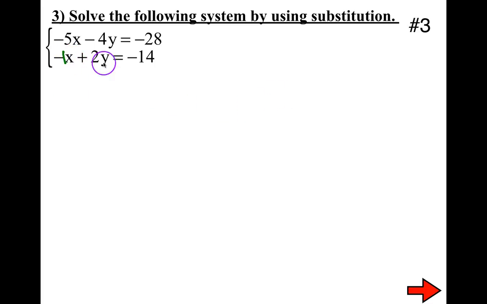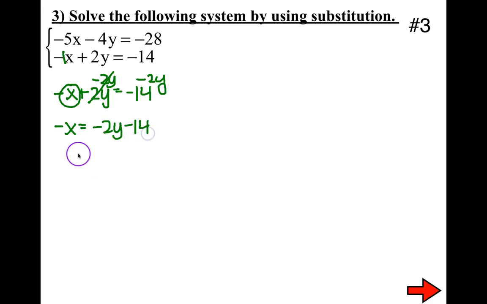Let's isolate x in the second equation. So first I'm just going to write it, negative x plus 2y equals negative 14. Here, if I want to isolate my x, I'm going to have to get rid of this plus 2y by subtracting 2y from both sides. I have now negative x equals negative 2y minus 14.